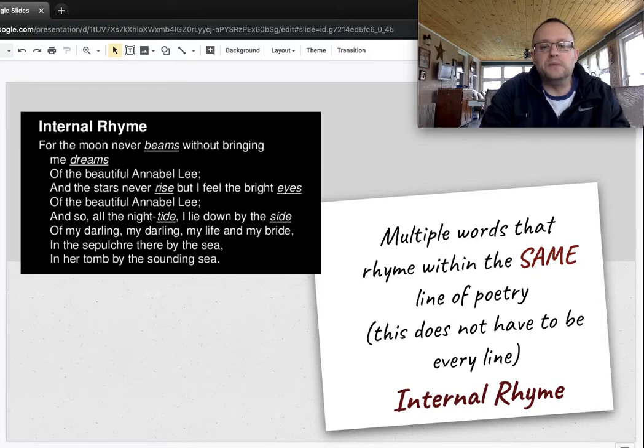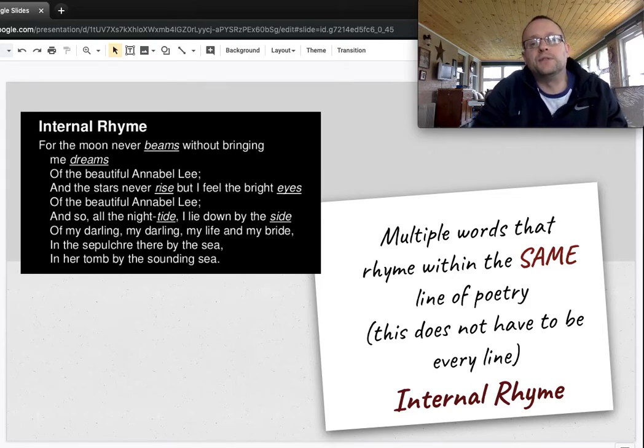For the moon never beams without bringing me dreams of the beautiful Annabel Lee, and the stars never rise, but I feel the bright eyes of the beautiful Annabel Lee. And so all the night tide I lie down on my side of my darling, my life and my bride, in the sepulchre there by the sea, in her tomb by the sounding sea.